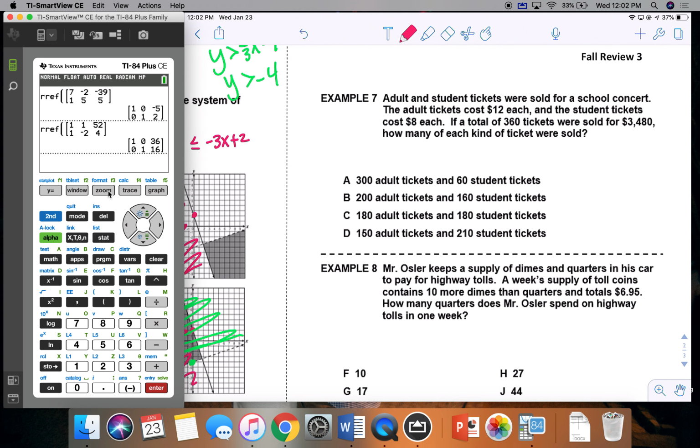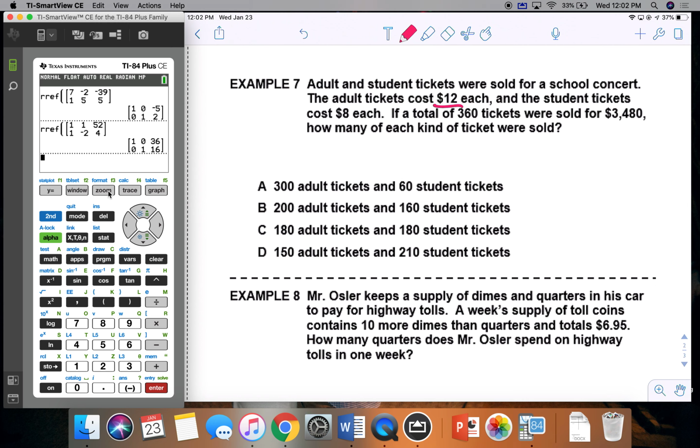Example 7, adult and student tickets for a school concert. Adults are 12 each, students are 8 each. 360 tickets sold for $3,480. So I notice I have money, money, and money. And then they're asking about tickets. I can look at my answer choices for what my variables are going to be. So we'll use A for adult and S for student.